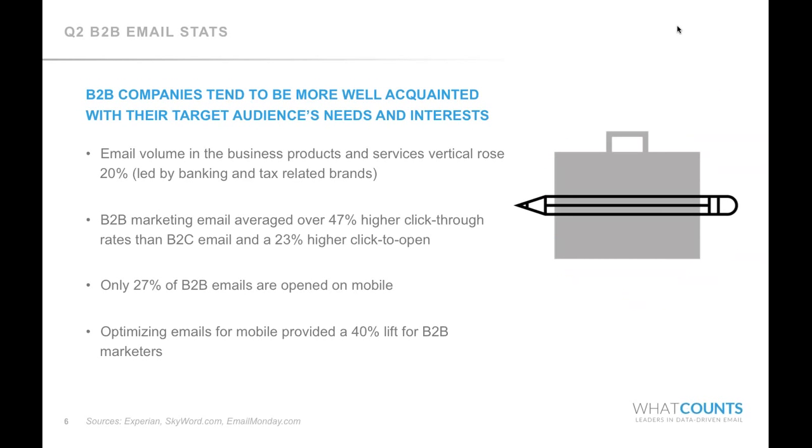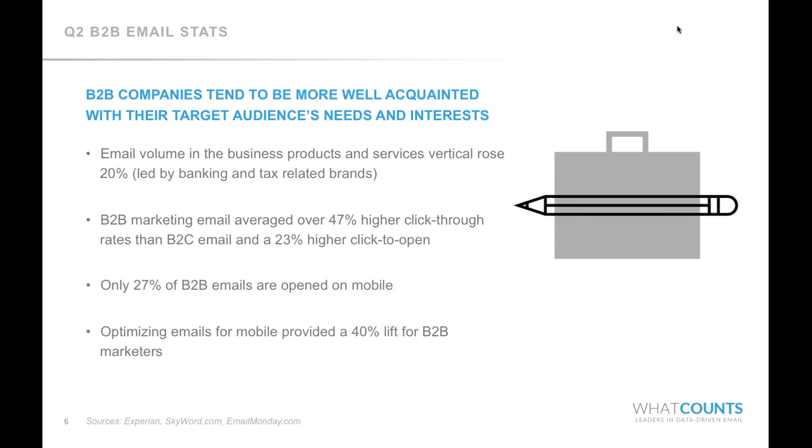Let's take a quick peek at B2B email stats. B2B companies tend to be more well acquainted with their target audience's needs and interests. Email volume in the business products and services vertical rose 20%. That was led by banking and tax-related brands. And then B2B marketing email averaged over 47% higher click-through rates than B2C. And only 27% of B2B emails are opened on mobile.